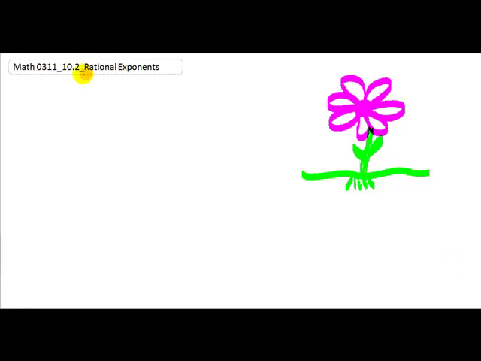In 10.2, we're talking about rational expressions, and you want to remember that rational means fractional, and rational exponents. So if we have 9 to the 1/2. Now I've got this pretty little flower over here that I drew, and it's here to remind you of some things that are going on with this situation.